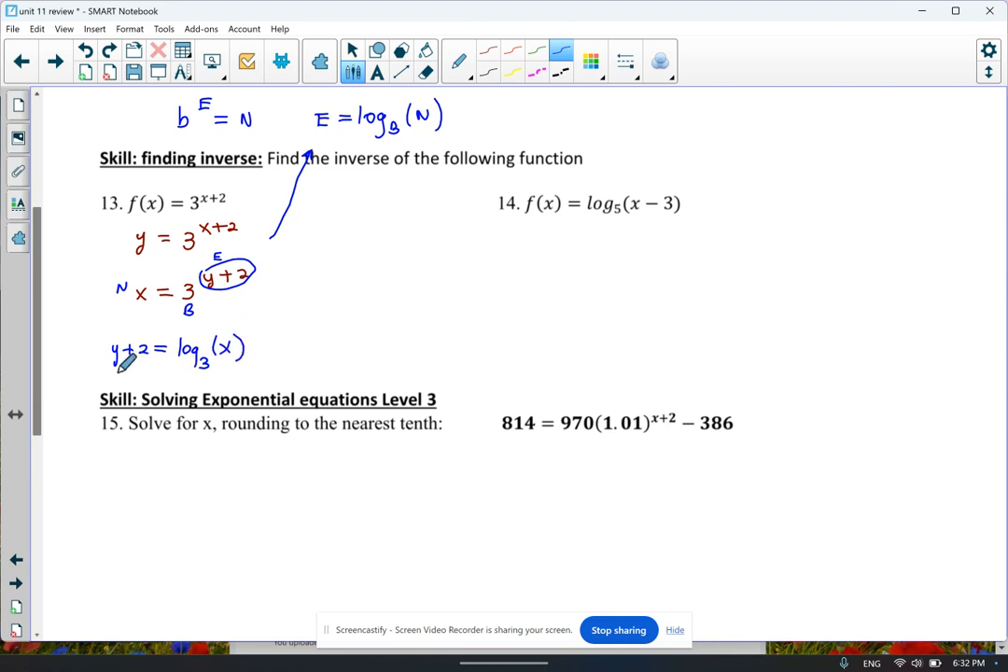We're almost done. Now to isolate y, we're going to subtract 2 from both sides. And this is my final answer.